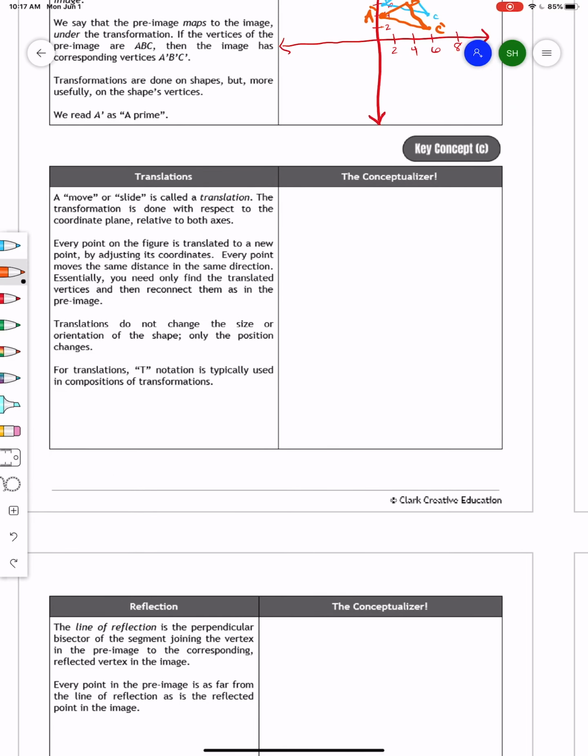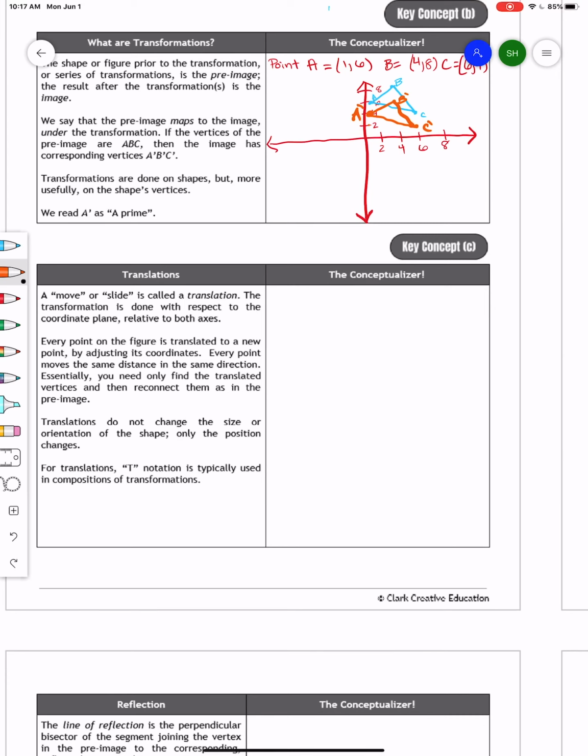So, when you are doing these concept questions, the conceptualizer is there. That is all in the notes. So basically, it's saying, in this example, the figure is moved right 4 units and down. So in our example, the shape was moved 2 units down.